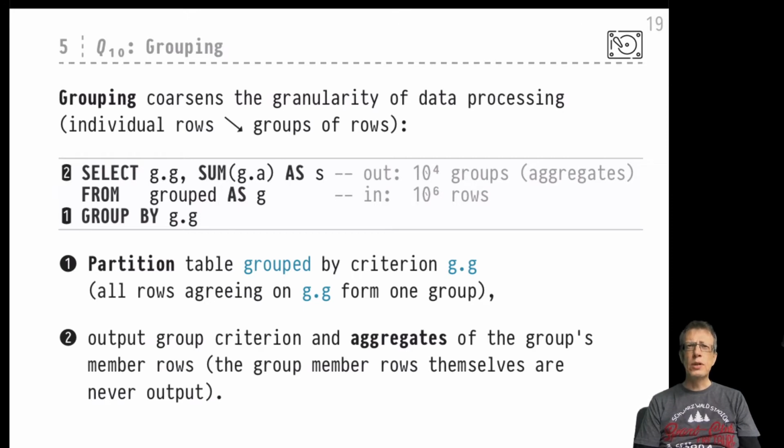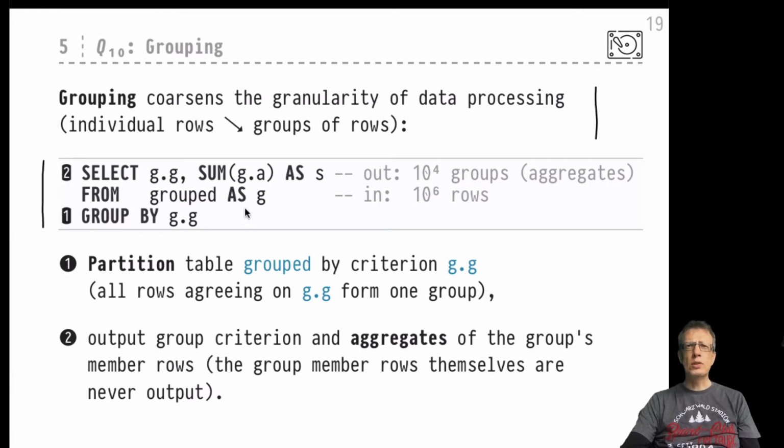Okay, so just to remind you of what grouping is all about: grouping in a sense coarsens the granularity of data processing that we perform with SQL. So say that you've got an input table. This is our new playground input table for the playground query 10, which is exactly this particular query. So say you've got an input table of 1 million rows.